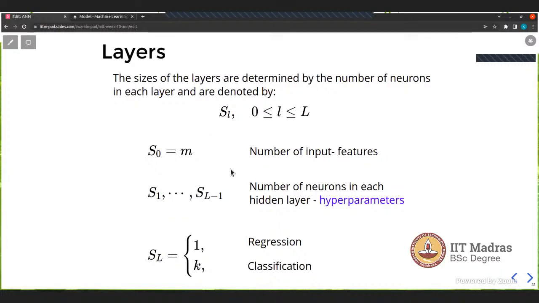And the number of neurons in each layer is again a hyperparameter, right? So the only thing which is fixed is S0 and S capital L. So S0 will be the number of input features and SL will be 1 or k depending on what type of problem you are actually solving. Everything else in between is variable, right? So you have to determine this by using a validation set, either cross validation, or you just look at the validation error and determine what these values should be.